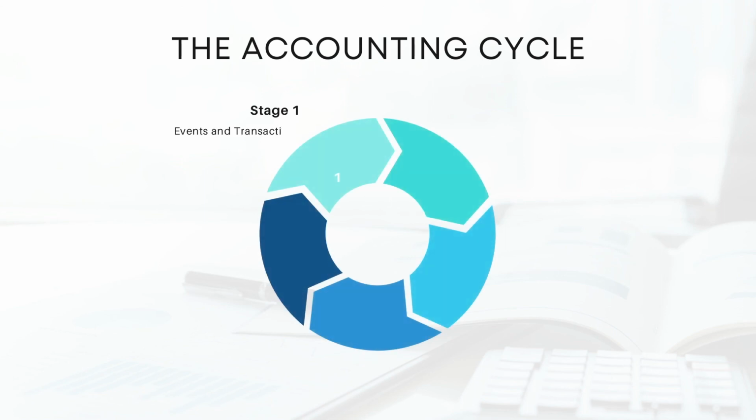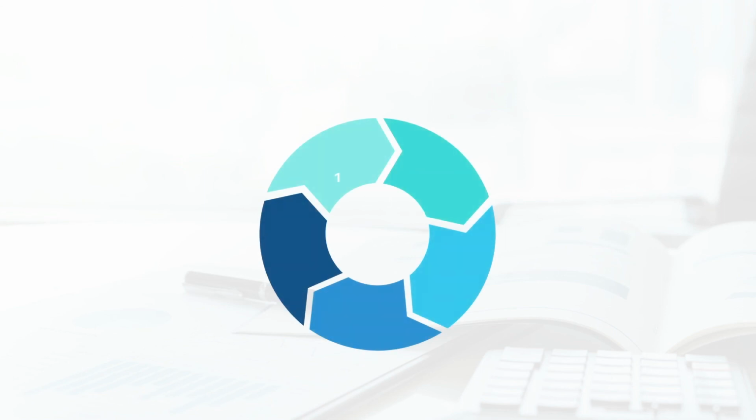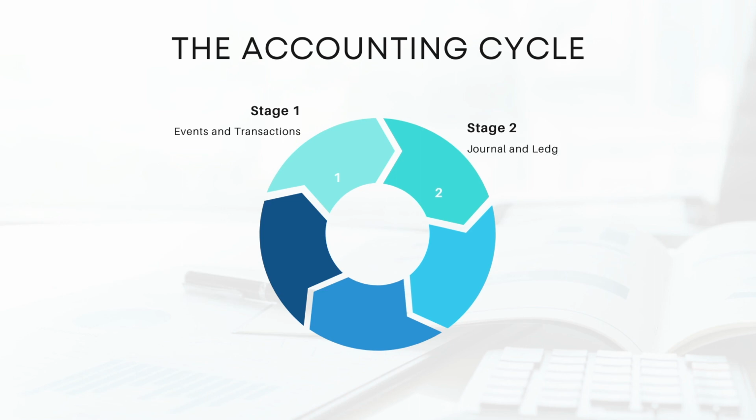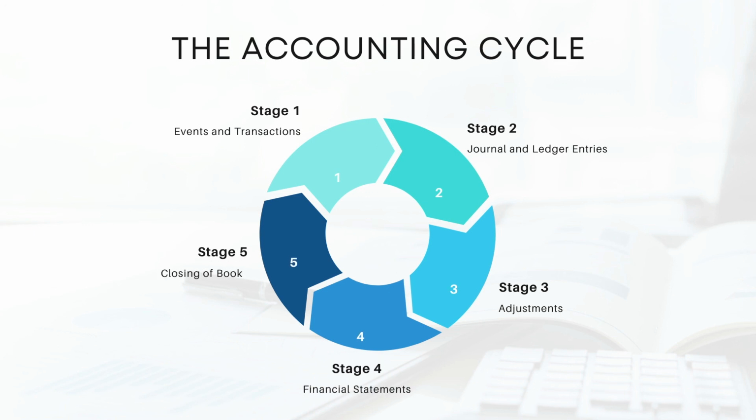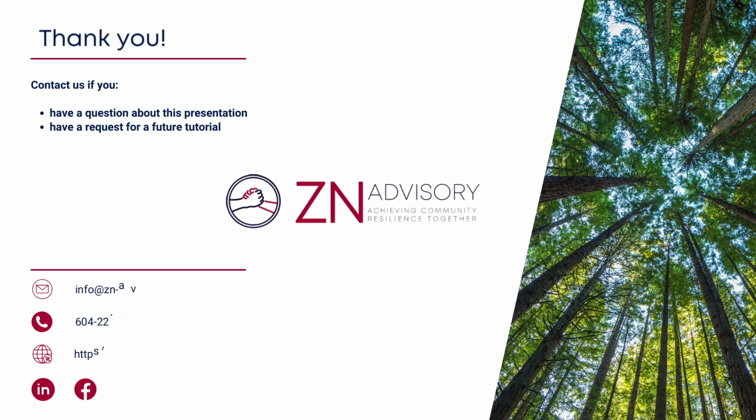To sum up, it all starts with an event leading to a transaction, translating that into respective journals and ledgers leading to trial balances, followed by adjustments, which leads to the preparation of financial statements and the eventual closing of books. This process is repeated annually, and that's why we call it a cycle. We hope this video has been helpful in understanding the steps involved in the accounting cycle.